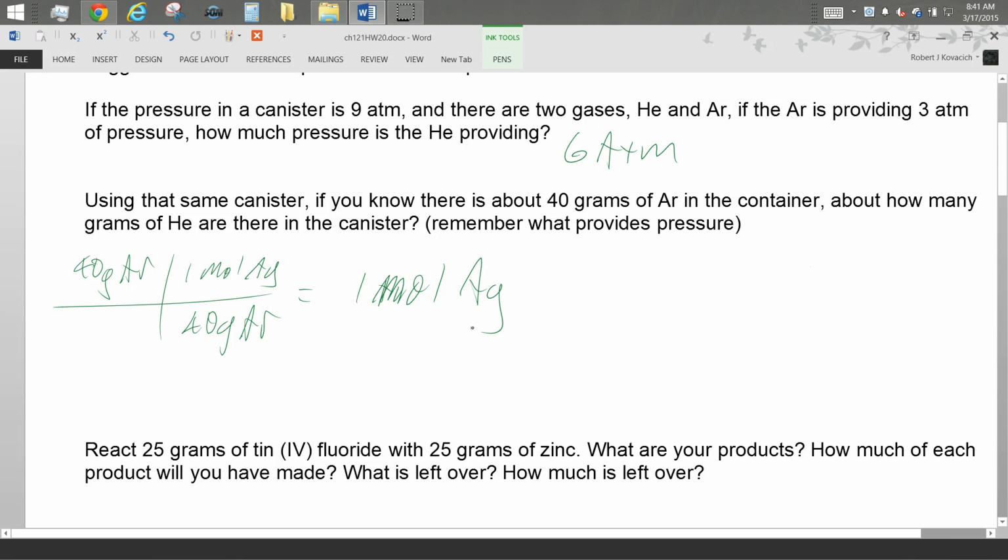How many moles of helium must we have? Exactly twice. Since helium provides double the pressure, then this must have twice the number of moles of helium. So then my total mass is about 8 grams of helium, since each mole of helium has a mass of 4 grams.